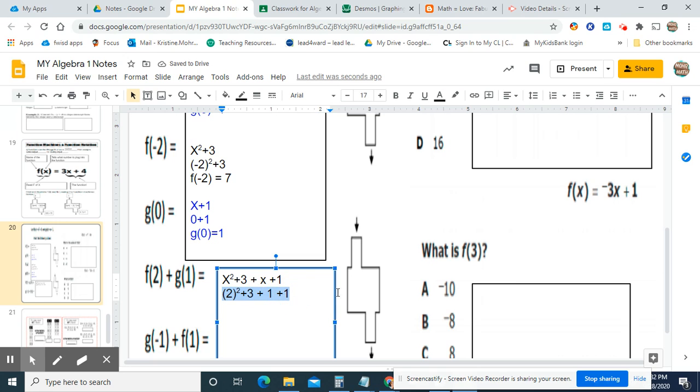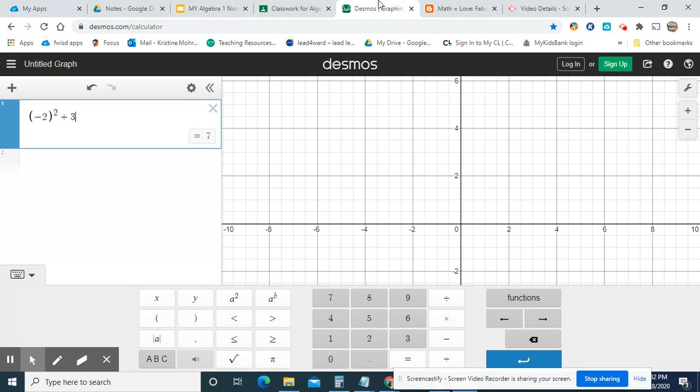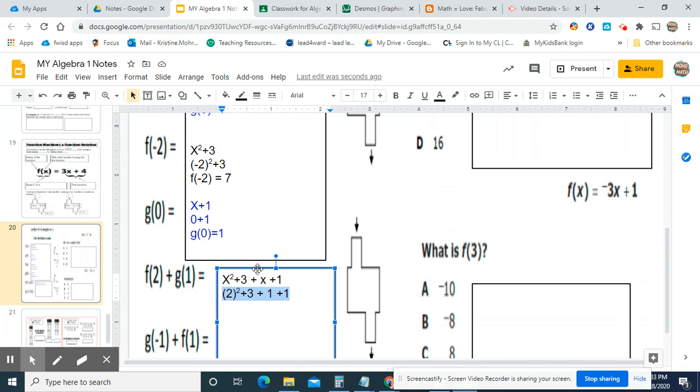Well, let's go plug all that back into our calculator. Notice that this square fell, so I got to delete it and put an exponent. So it's 9. So then we say f of 2 plus g of 1 is equal to, I forgot already, 9.